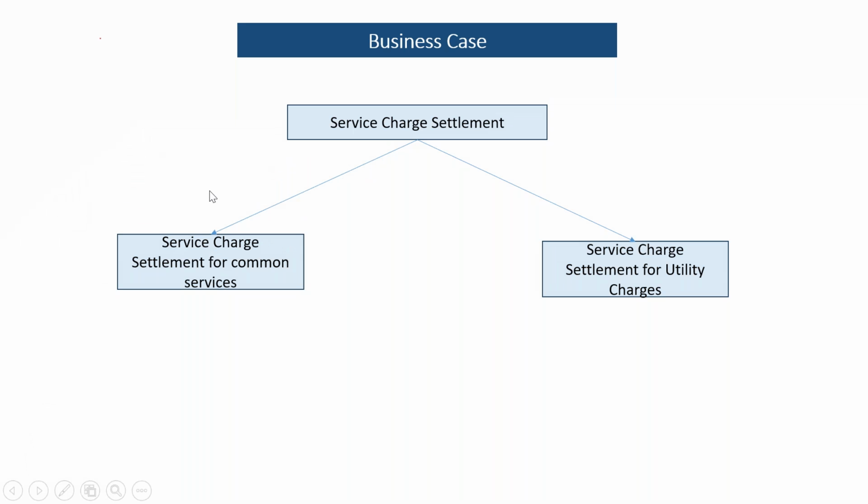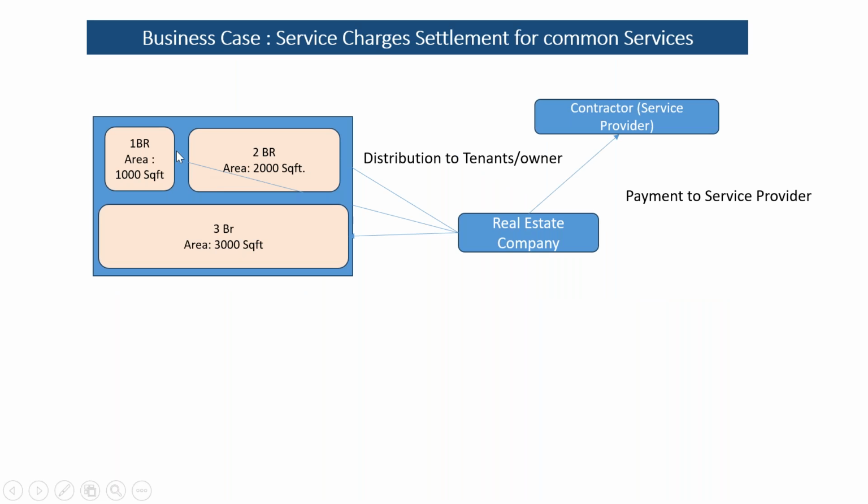So let's take an example of service charge settlement for the common services. Here, I'm going with the same business case where we are talking about common services. This is one building which has three different apartments. Here it is a real estate company which has a contract with tenants for the object of an individual rental unit, which is my apartment.